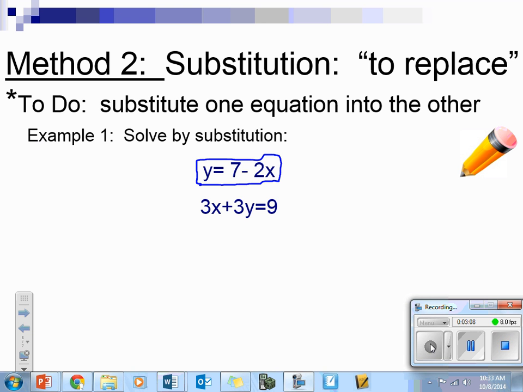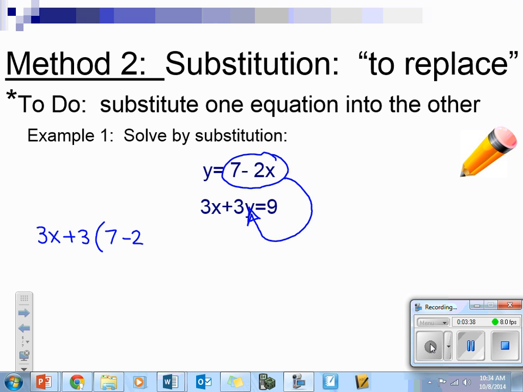All right, so y equals 7 minus 2x. What we're going to do is take just the 7 minus 2x and substitute it into the other equation where you see a y. I don't leave the y there. Remember, substitution means to replace. So I'm going to take that equation, 3x plus 3, and in place of that y, I'm going to take that y out completely and replace it with 7 minus 2x. I'm going to use parentheses because I'm replacing the whole thing, and that equals 9.